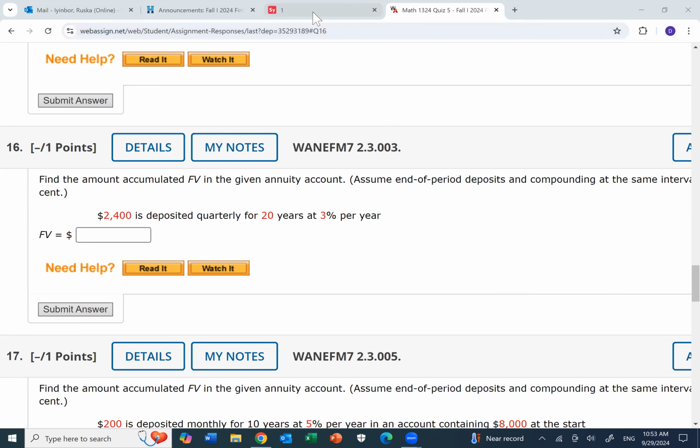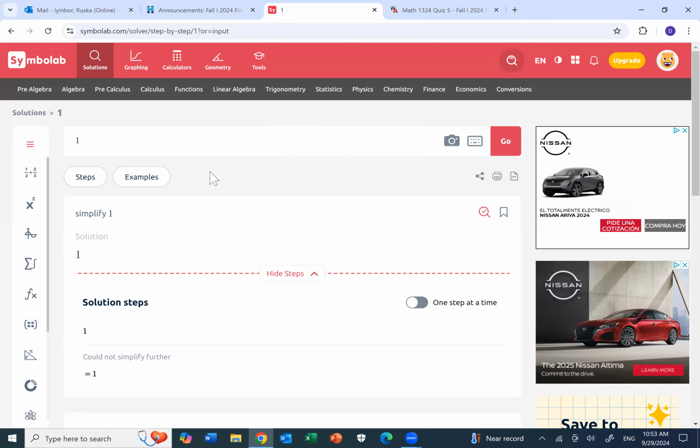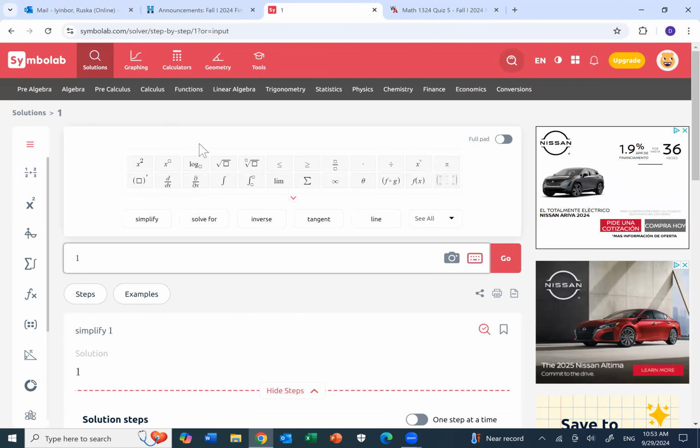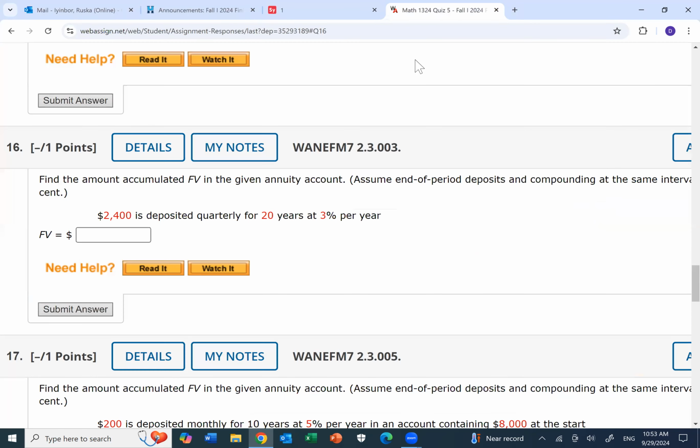The calculator I'm using is SymbolLab. It's an online calculator, and I'm going to show you how to use it. It's really easy to enter everything you need and get your answer. When you put it in the calculator, you have to be careful. You have to round to 2 decimal places. Okay, so let's just do one example here.